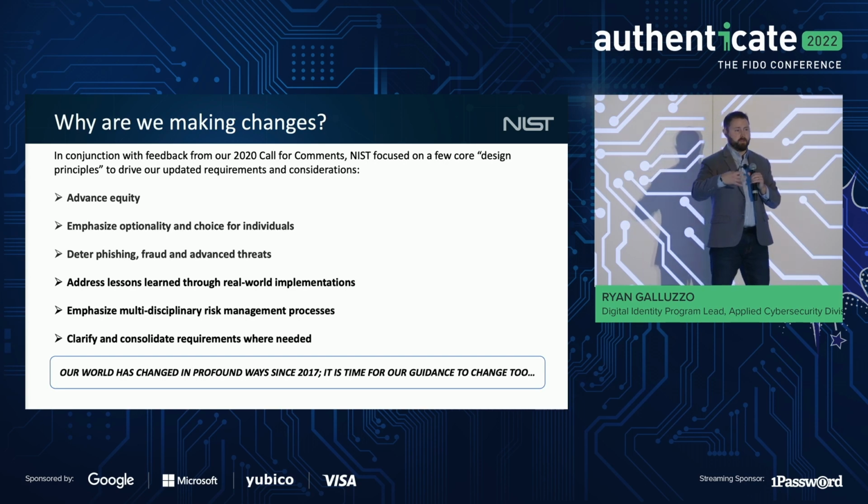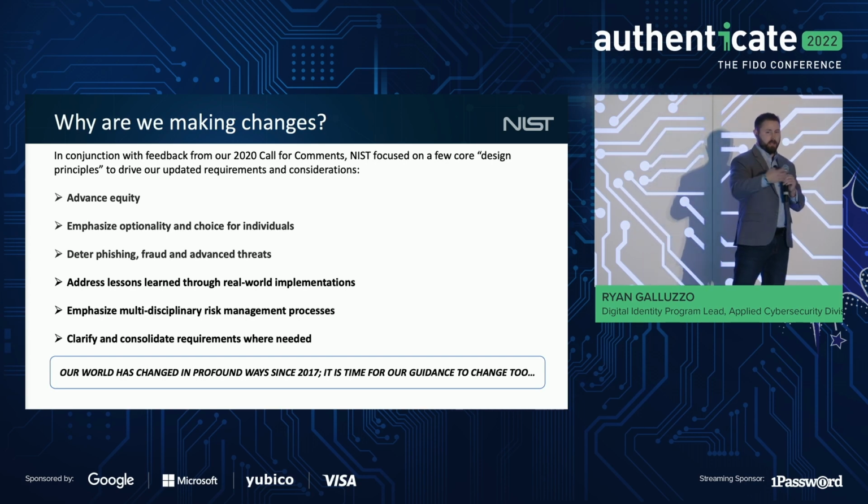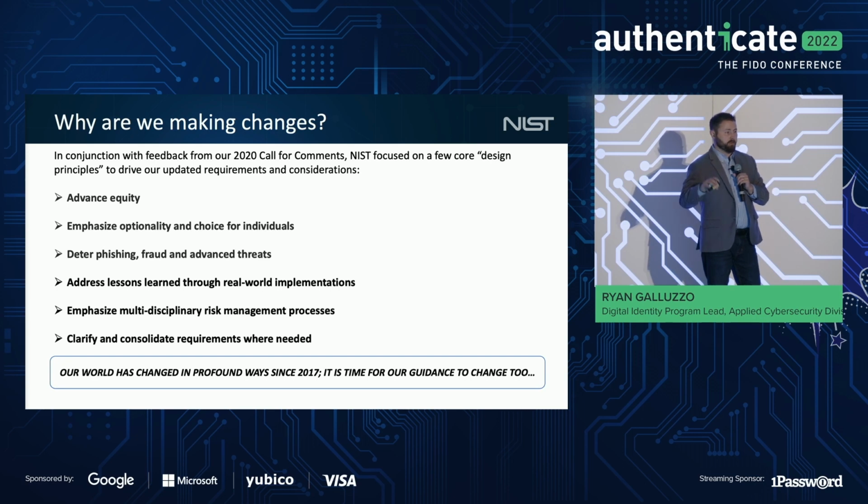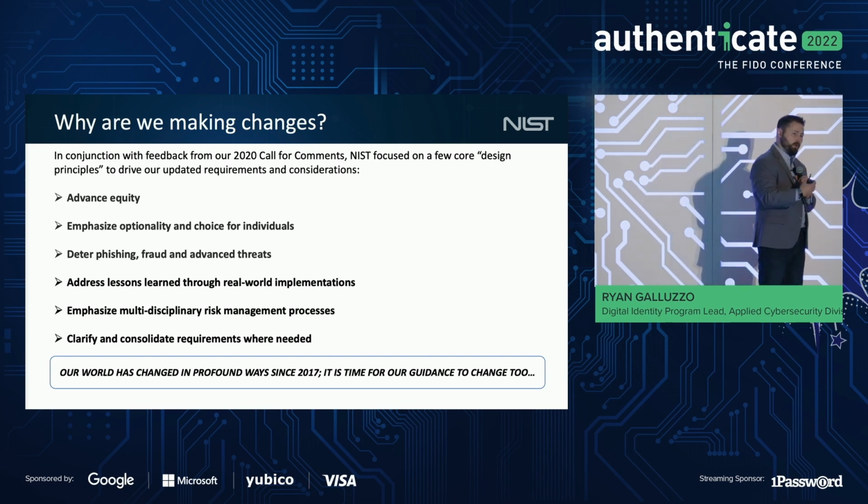But the team has always been going out, engaging with commercial and agencies to understand where you are having success in implementation, where you are having challenges in implementation, where we can continue to advance and integrate new technologies as they come out. We wanted to emphasize multidisciplinary risk management. And this is, again, something that 63 started. We wanted to take it to the next level.